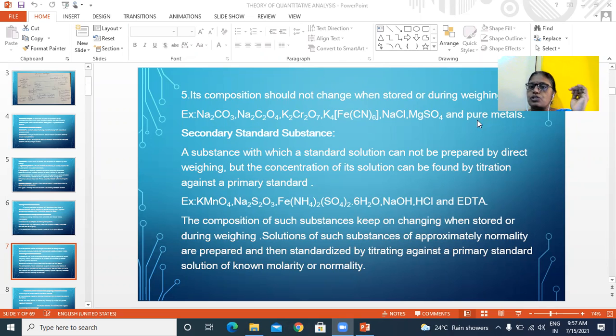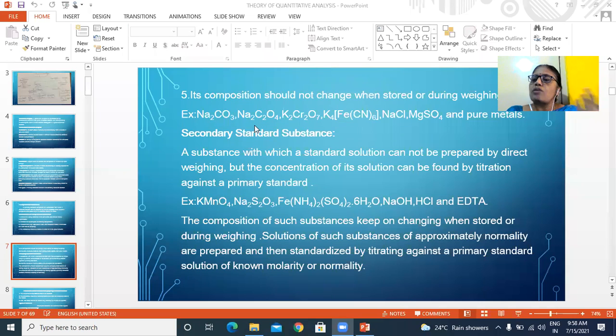Generally, the substances which we can use as primary standards are sodium carbonate, sodium oxalate, potassium dichromate, potassium ferrocyanide, sodium chloride, magnesium sulfate, and pure metals also. Some of the metals also we can use as a primary standard substance. Out of these, sodium carbonate we can use in the estimation of sodium carbonate using HCl, that is nothing but a weak acid versus strong base titration, and sodium oxalate, the salt of oxalic acid, we use to estimate ferrous in general.